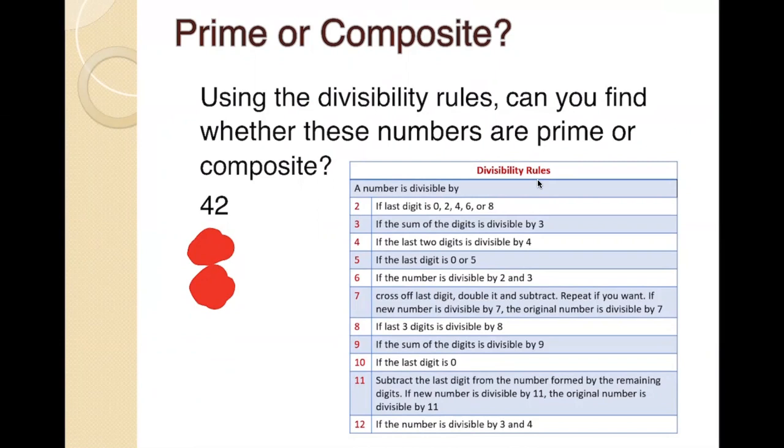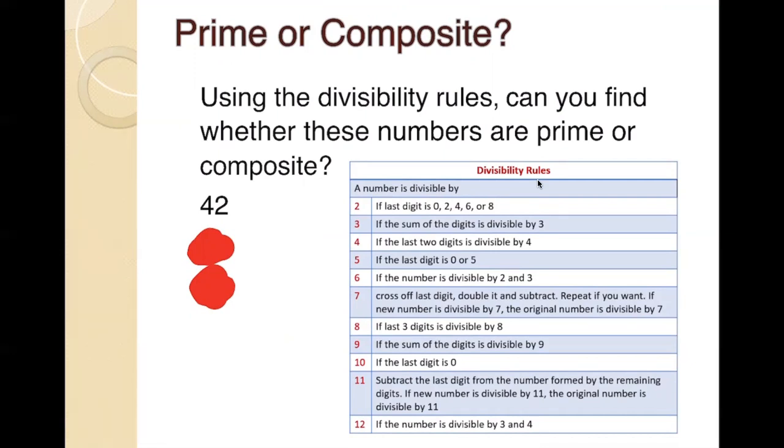Okay, so this is just a little table, and you've got this on your sheet, so you don't need to copy it down. But it's just a reminder of some of the divisibility rules to see whether something is a prime number or not. If you can divide it by any number other than itself and 1, and it will give you a whole number answer, that means it's not prime. So 42, for example, you might be quite confident in thinking that this is, well, what are the properties of this number which will tell us whether it's prime or composite?